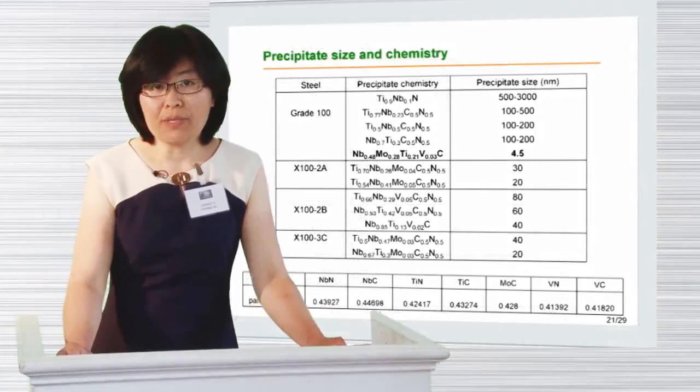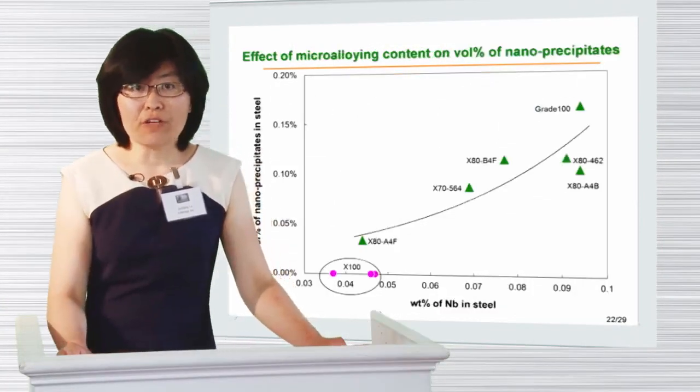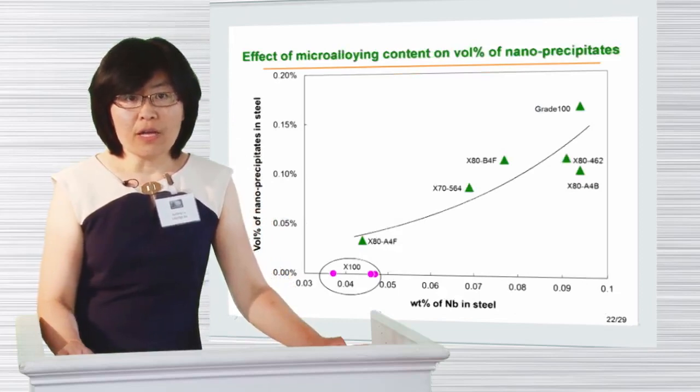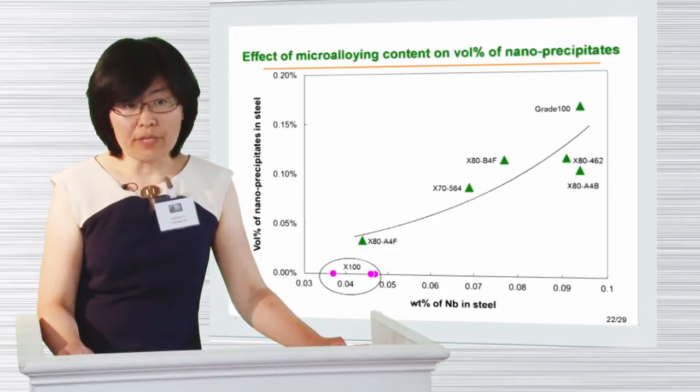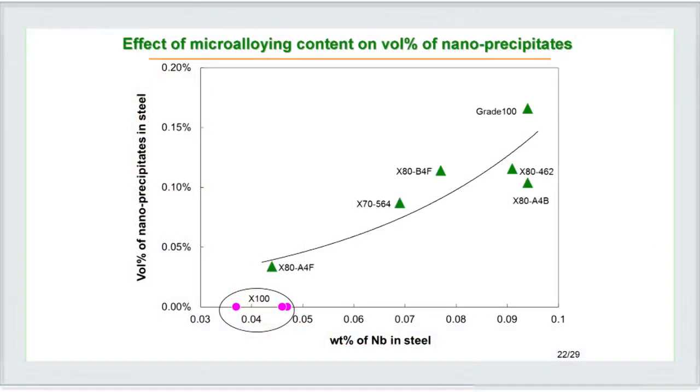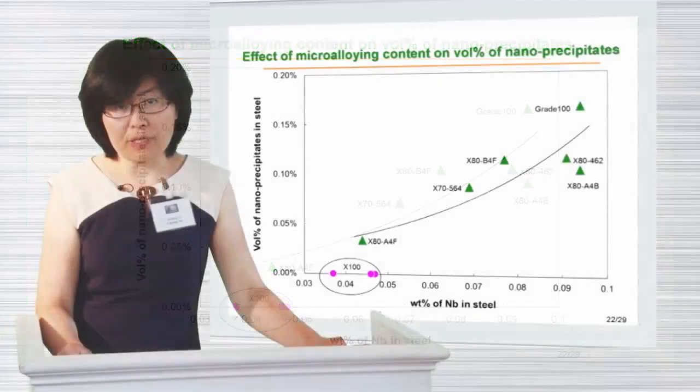Based on the Rietveld refinement, we can obtain the weight fraction of each of the precipitates, and from the density, we can get the volume fraction of the precipitates. Therefore, we can get the effect of the microalloy content or the processing history on the volume fraction of these nanoprecipitates. So this figure shows that with the increase of niobium content in the steel, the volume fraction of the nano-sized precipitates will increase. For the three types of X100 steels, because they have a lower niobium content, no nano-sized precipitate is observed.